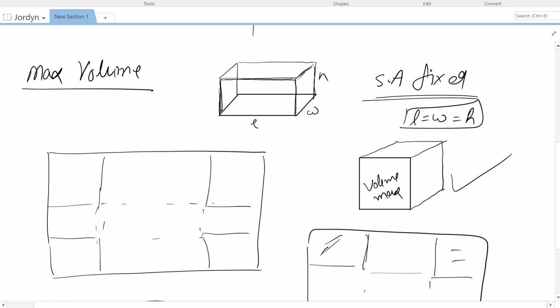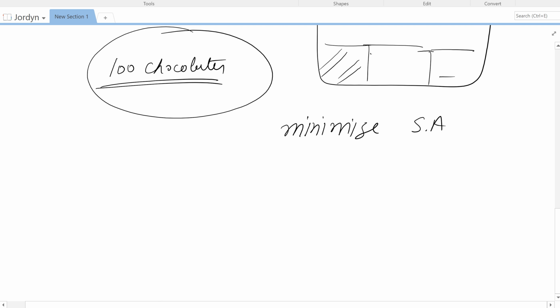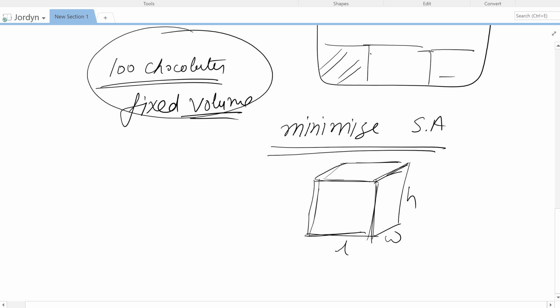So cube wins in both cases. As in the previous question, the square wins in both cases. So here we have a cube. If they give you a fixed volume, and you have to minimize the surface area, then you're going to design such a box whose length, width, and height are going to be the same. So the same thing. So we'll make that kind of box whose length, width, and height are going to be the same. Good? Alright, that's clear.